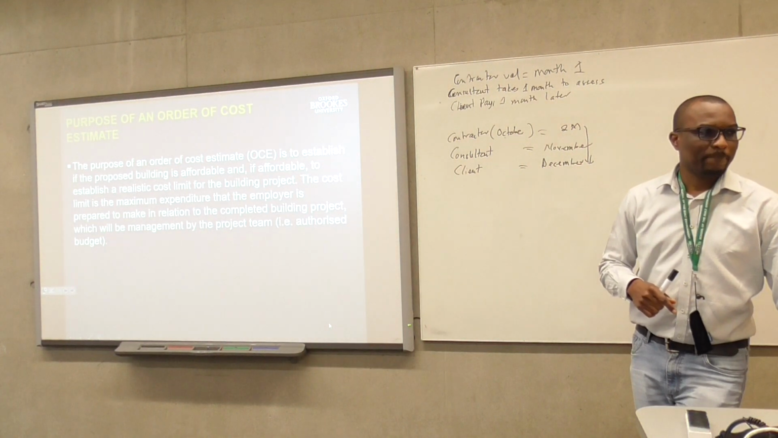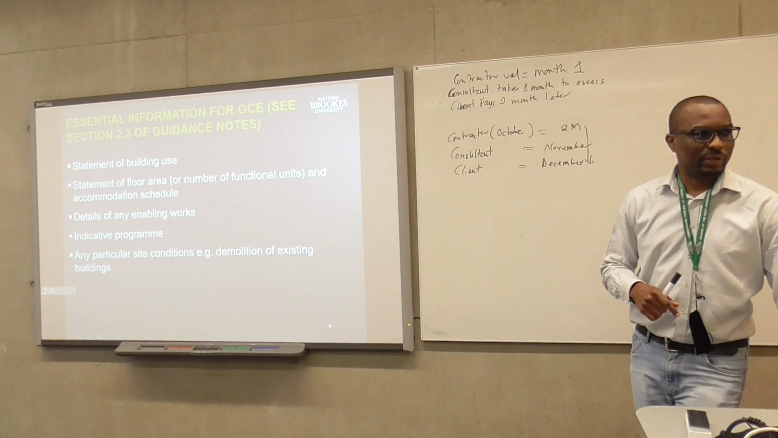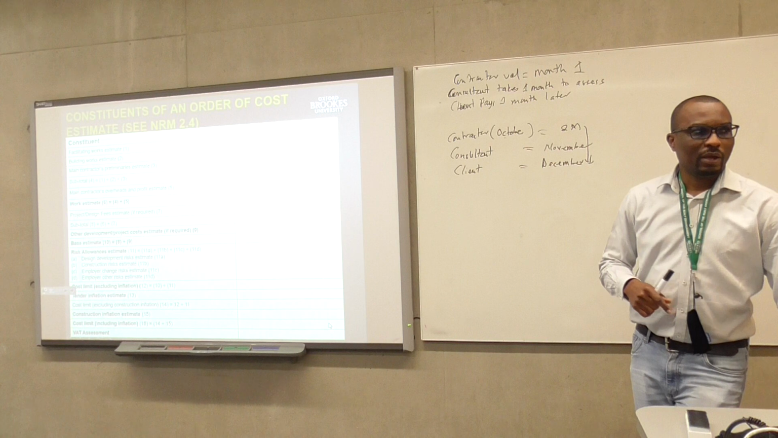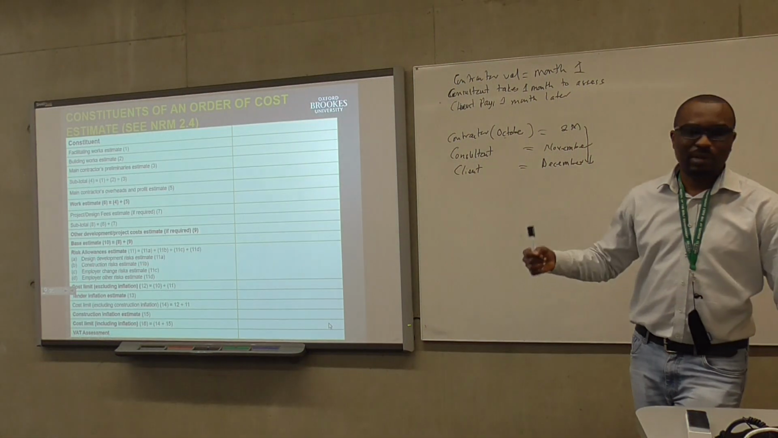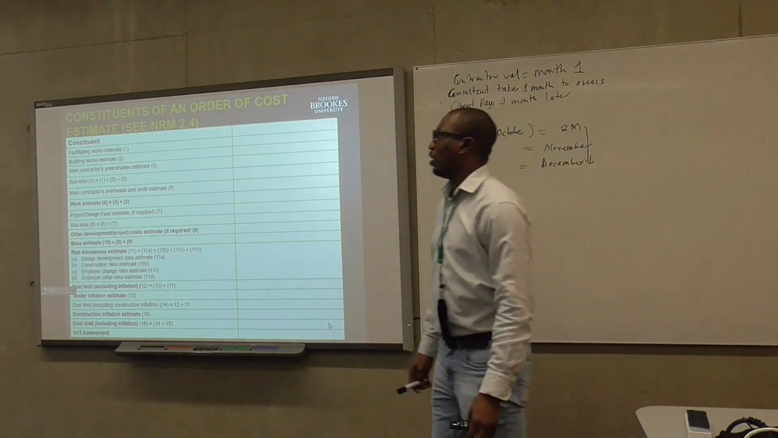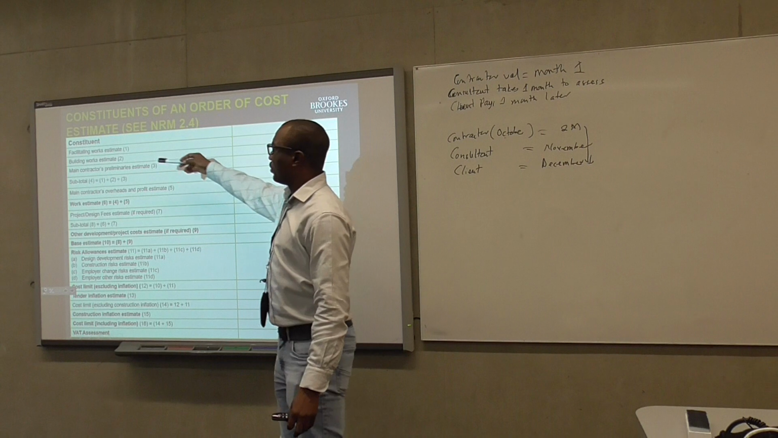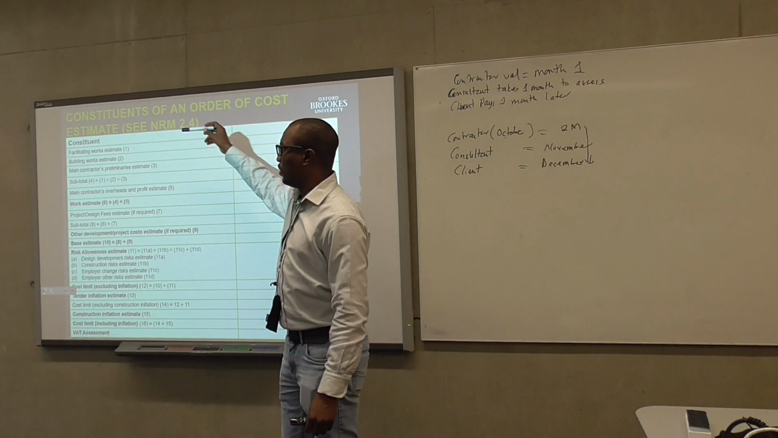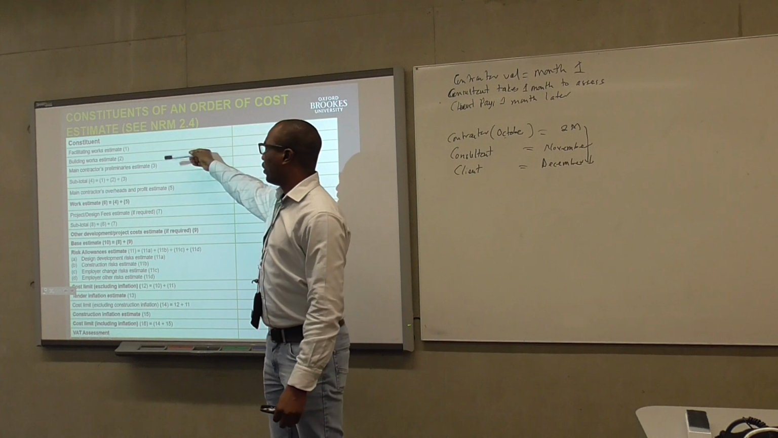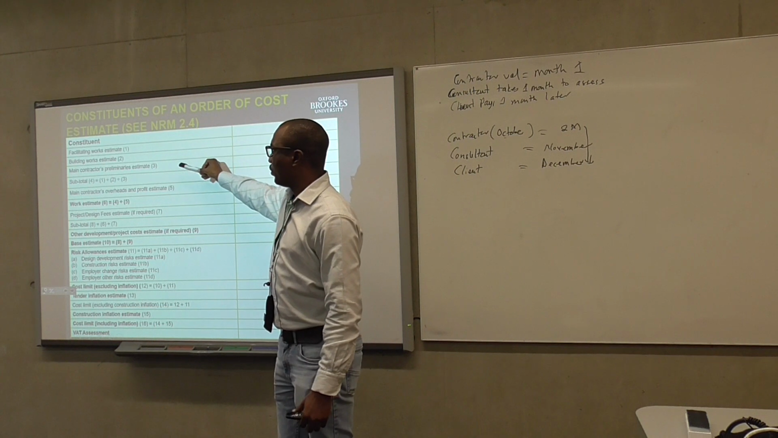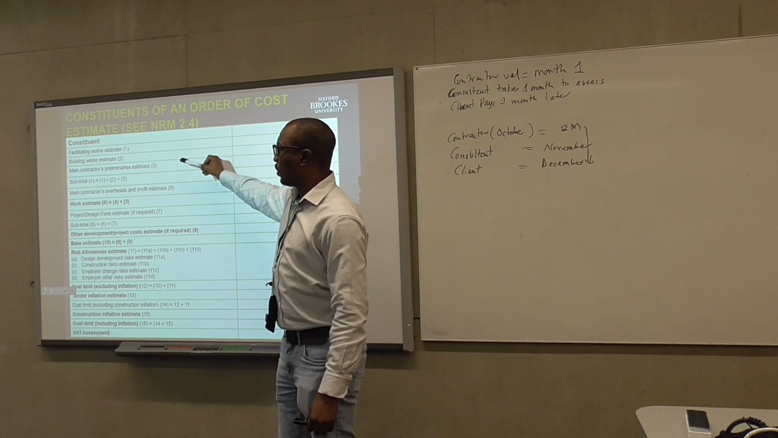We'll look at the order of cost estimate for the floor area method here. And when you go by the NRM, it tells you that when you are doing an order of cost estimate, these are the main things you need to consider. I mean, this is a summary. You need to consider facilitating works, which may include demolition and stuff you need to do to get a site ready. The actual building works, you need to incorporate the main contractor's preliminaries.